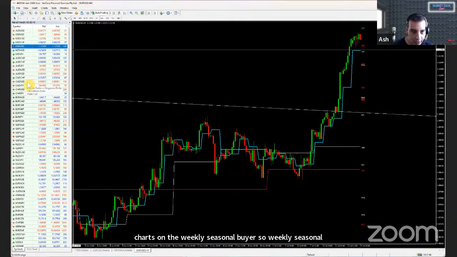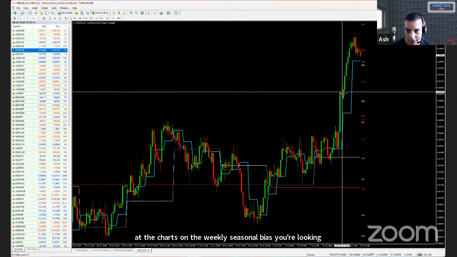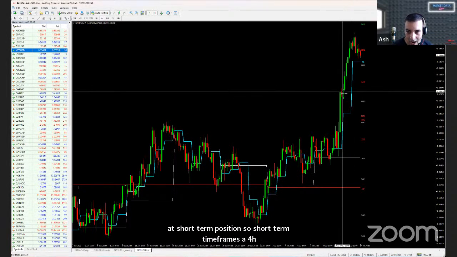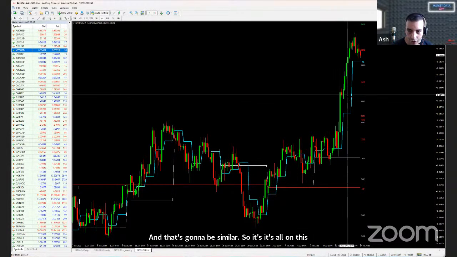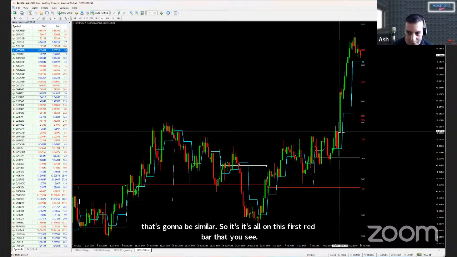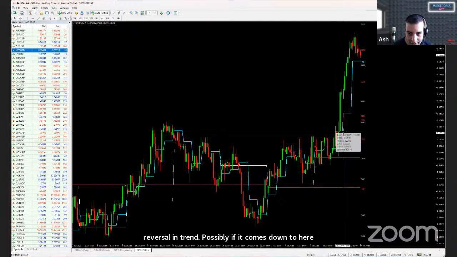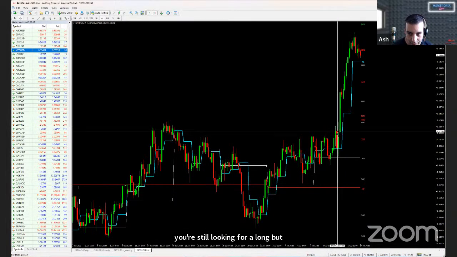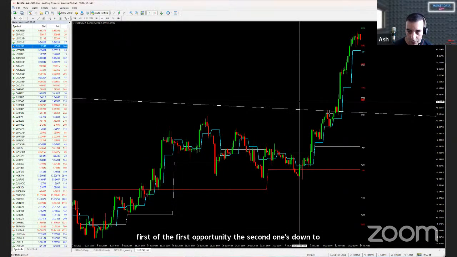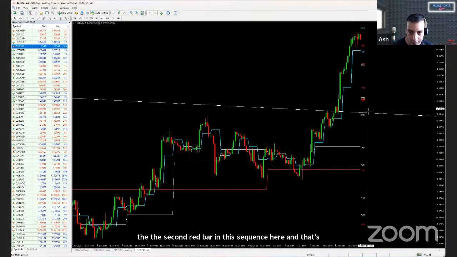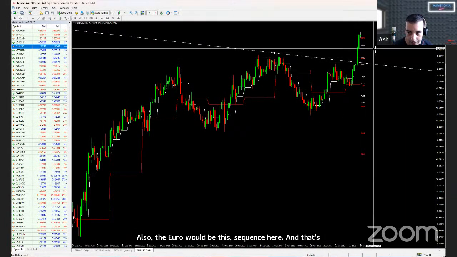Then the final one would be the Kiwi dollar, and that's going to be similar. So it's all on this first red bar that you see. You're looking around about there for a reversal in trend. Possibly, if it comes down to here, you're still looking for a long, but that would be the first opportunity. The second one's down to the second red bar in this sequence here, and that's the same for all of them. The euro would be same. This euro would be the best because it would retrace right the way down to the breakout line, and then you'd be looking for longs in this area.